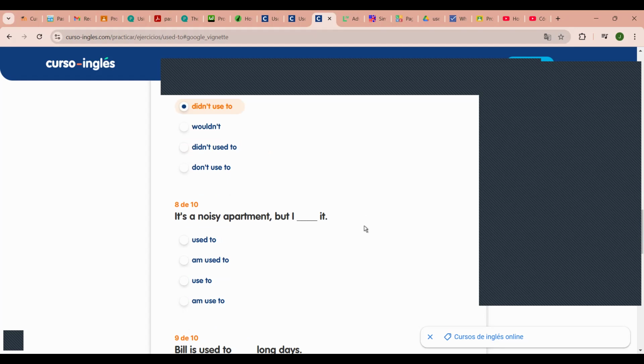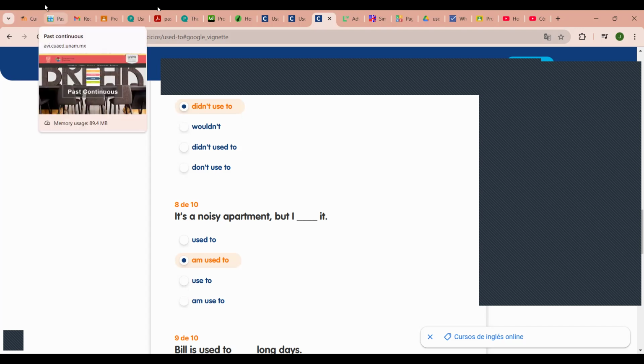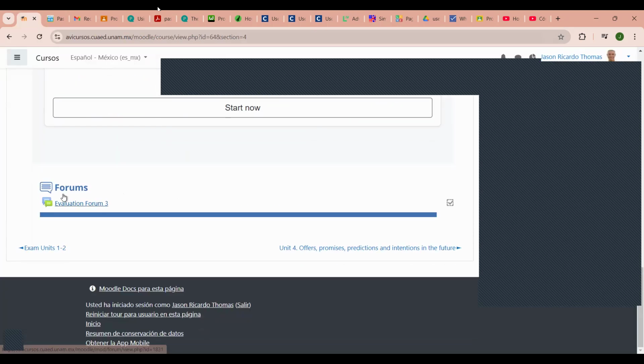Number 8. Itzel. It's a noisy apartment, but I'm used to it. Exactly. Así es este departamento y yo estoy acostumbrado a ello. All right, good. So that's what you want to practice. Dive in little by little, do your exercises, do the little extra practices that I'm going to be sending to you. That way you can figure out how to best structure your forum submission.